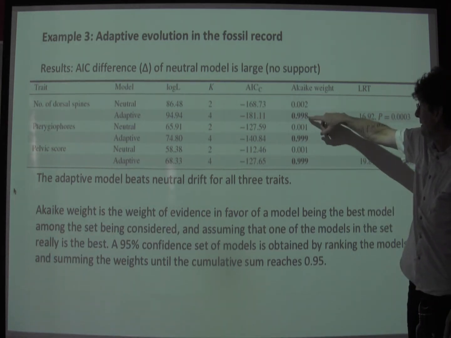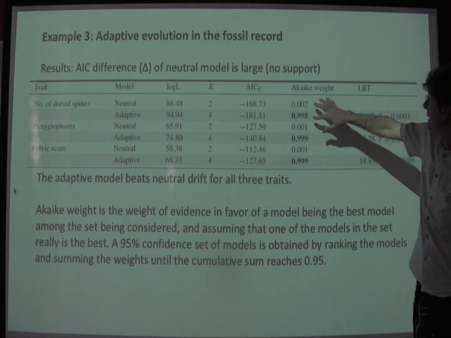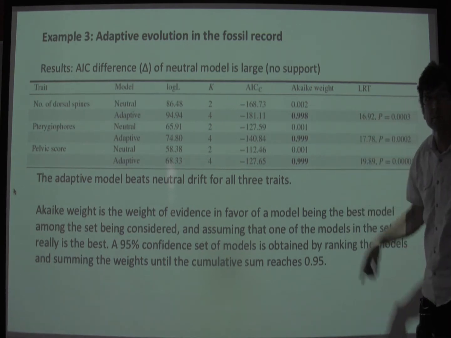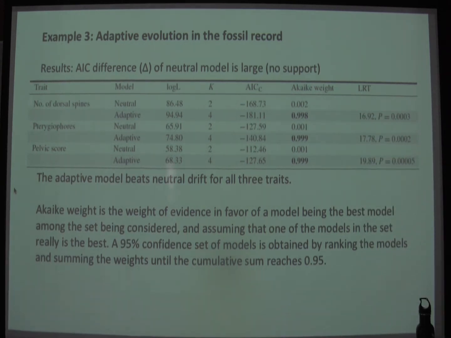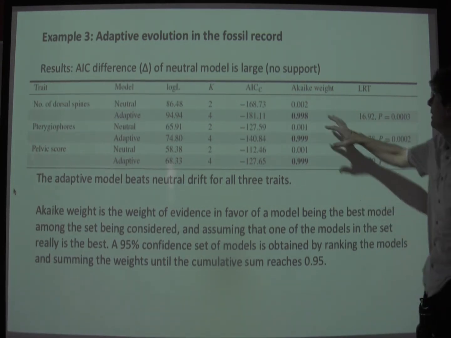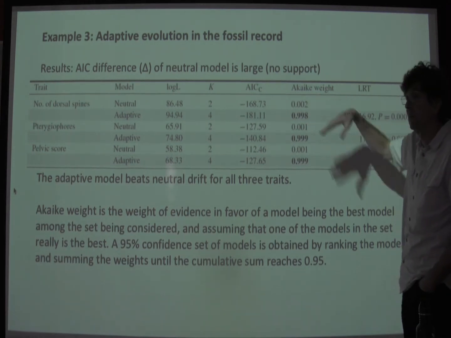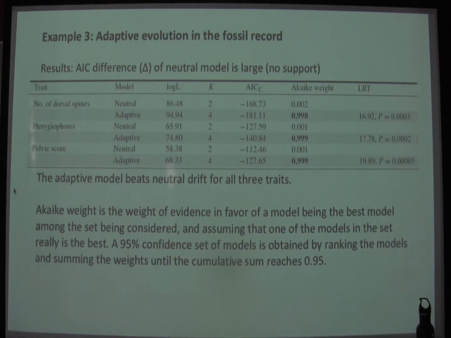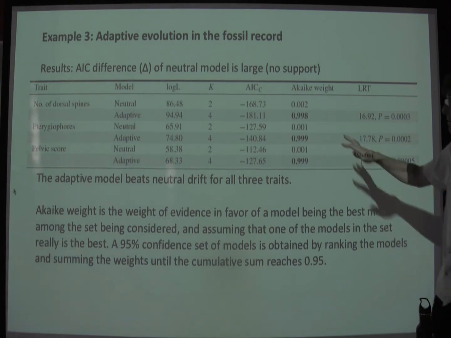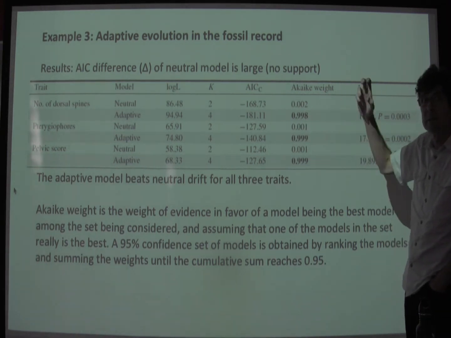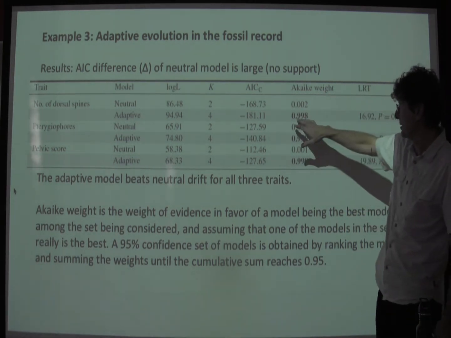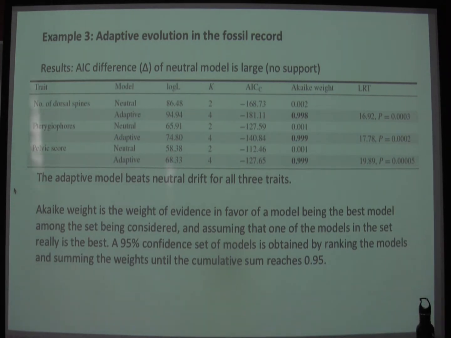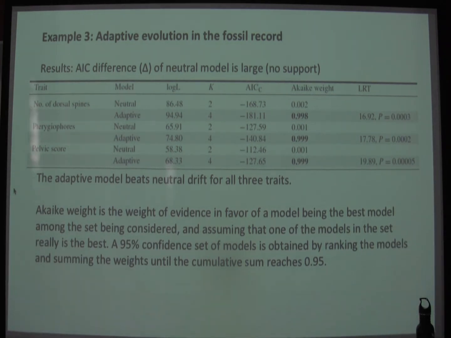So the AIC weights, basically you take the amount of support for each of the models and apportion them into a quantity that sums to 1 across all the models being fitted. And so you can kind of think of the 95% confidence set of models includes the adaptive model and not the neutral model by this criterion.